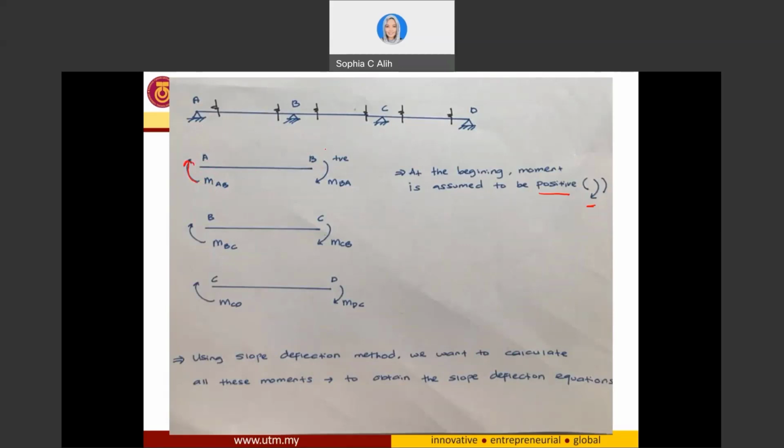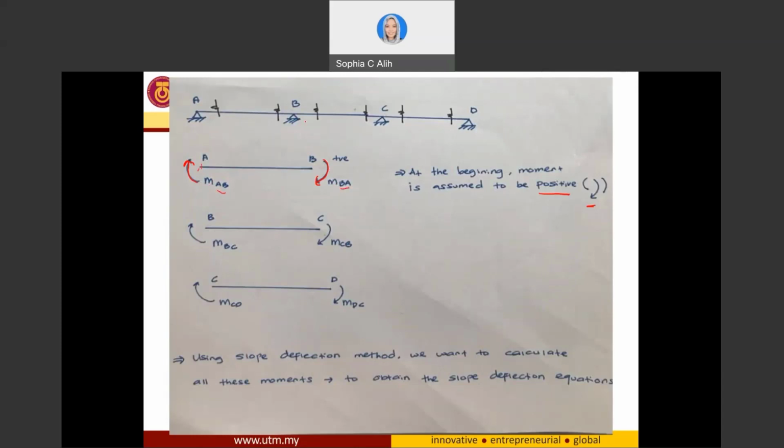Similarly, at end B, I will have another end moment acting, and it is also, I assume, to be positive. So it is a clockwise direction, MBA. So please be careful about the notation that I use here. For the part which is at the end of A, it is going to be moment AB. For the part from B to A, it's going to be moment BA.